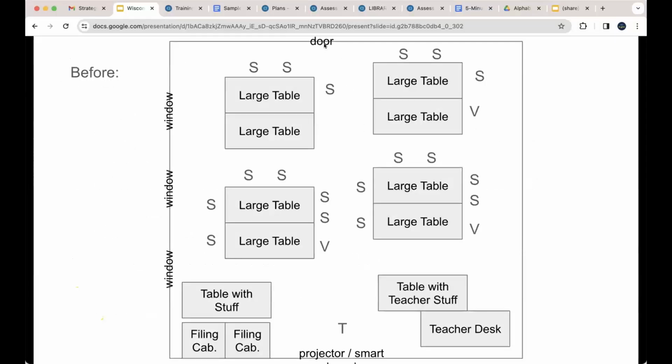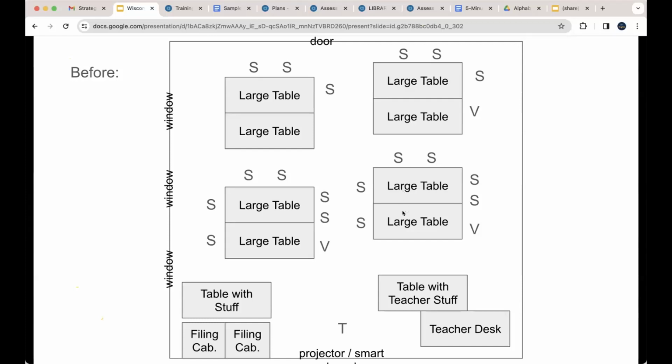So the classroom looks like this. There's a door here and a projector and a smart board here with a teacher desk and another table with a bunch of stuff and another table and some filing cabinets. One thing that's challenging about this room setup is there's so much distance between the board and where the students are sitting. If I had control over this room, I would definitely move all of these things to the back and move the students right up close to the board here, so there's better proximity. But we don't have the ability to do that.